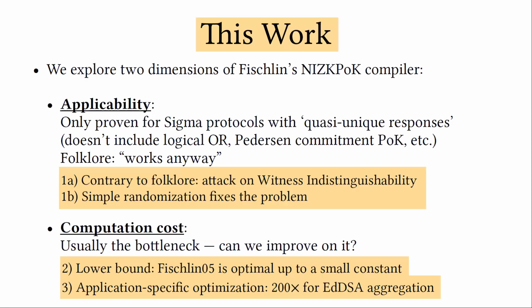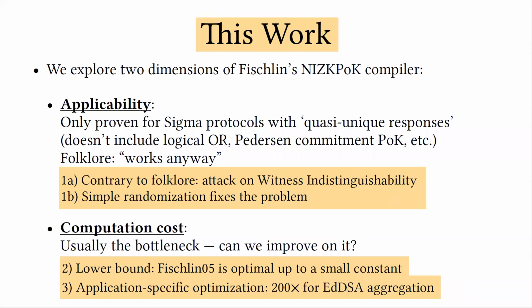Okay, so in this talk, I'm going to explore two dimensions of Fischlin's transformation from a Sigma protocol to a proof of knowledge. I'm going to look at applicability, and I'm going to look at computation cost. In terms of applicability, Fischlin only proved his transformation to work for certain Sigma protocols that satisfy a certain quasi-unique responses property. And this rules out a number of useful protocols, including logical OR composition and proof of knowledge of Pedersen commitment and so on. There's a sort of folklore intuition that despite the lack of a proof, the transformation just works out of the box anyway. And that's something that I'll address in this talk.